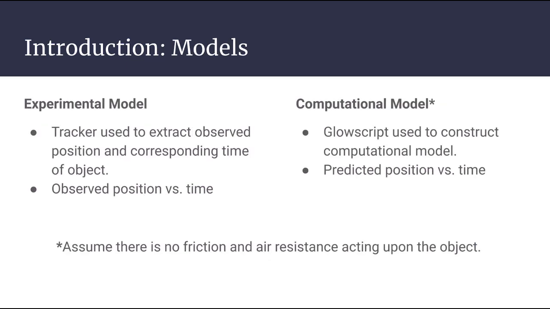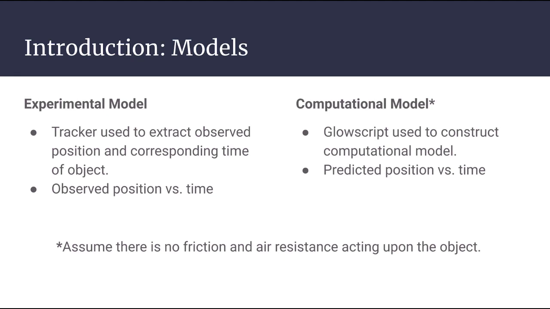In the results, there will be two different models plotted on the same graph, one experimental and the other computational. With the experimental model, I use Tracker to analyze the recorded video of the cart moving on a linear track to extract the cart's position and corresponding time, allowing me to plot the observed position versus time. With the computational model, I use GlowScript to input the formulas mentioned in the previous slide to predict the position of the cart, allowing me to plot the predicted position versus time.